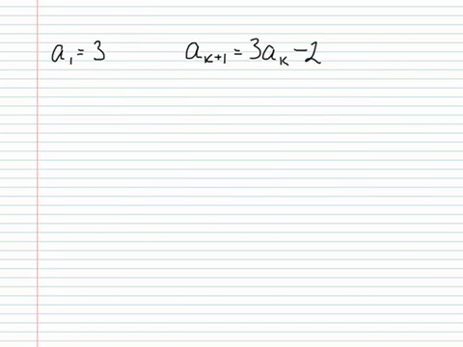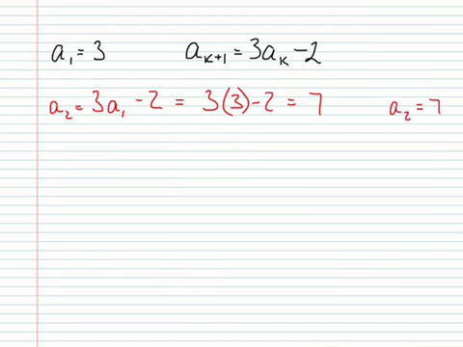In this example, we know our first term is 3. We know that every term is going to be based on the previous term multiplied by 3 and then 2 subtracted from that product. So if we want to look at our second term, we're going to take 3 times a sub 1 and subtract 2. In this case, since a sub 1 was 3, we'll get 9 minus 2, which is a 7. So our second term is 7.